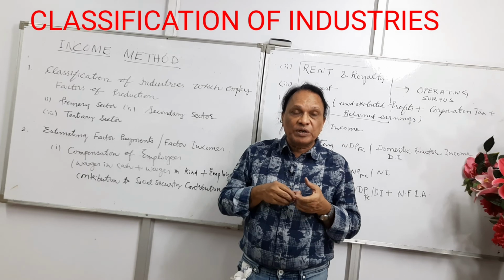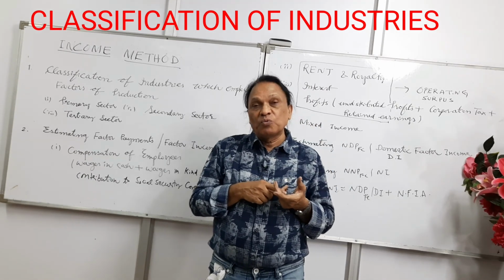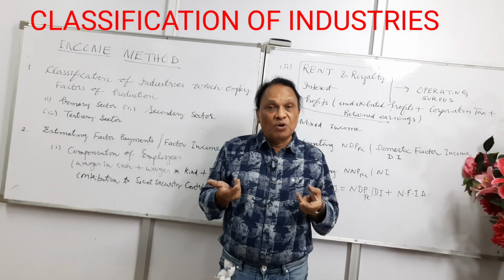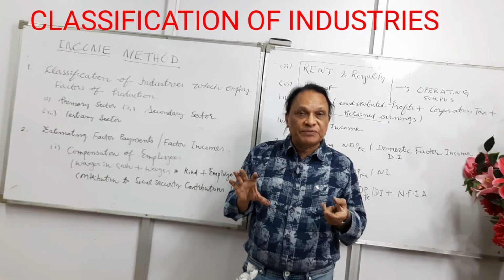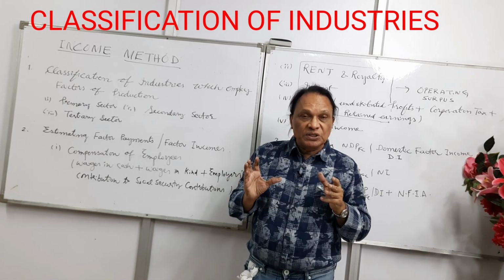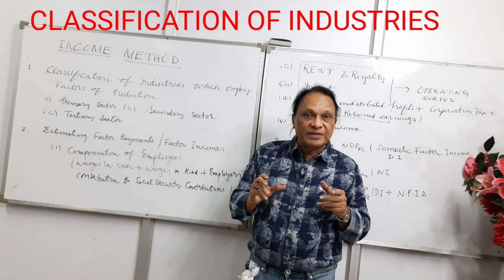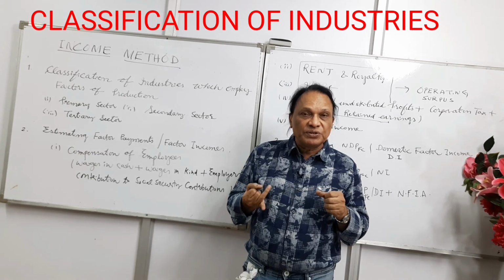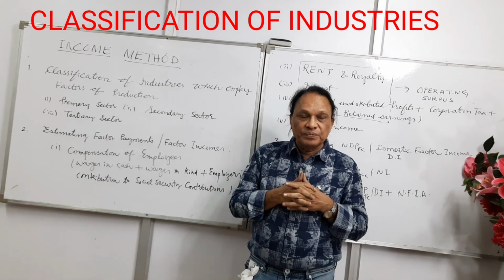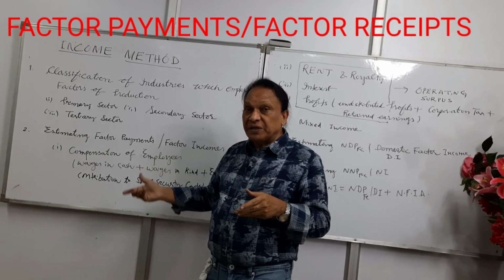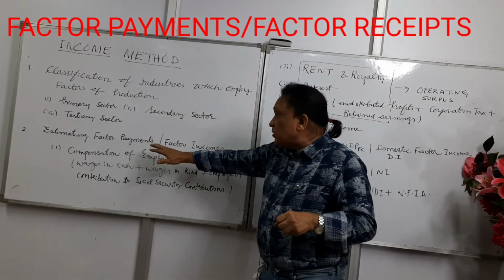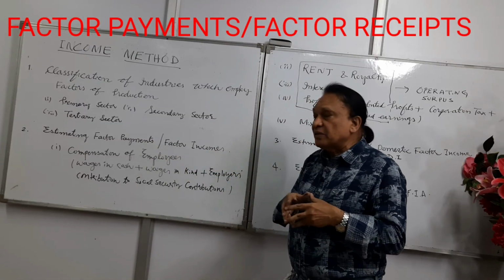So this is the first step, classification, the same way as we did in the product method or value added method. The first step is classification of industries. All the industries which employ the four factors of production are classified as primary, secondary, and tertiary sector. The next step is different here from the product method: estimating factor payments or factor incomes.